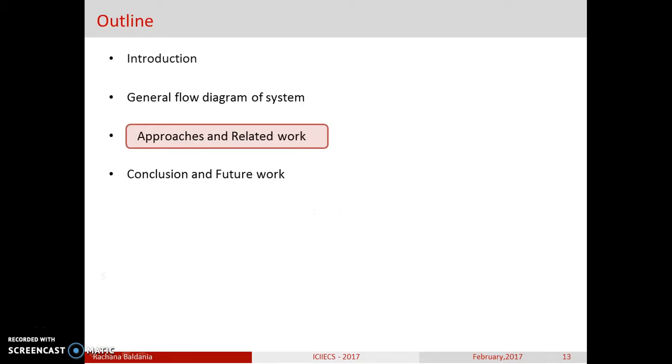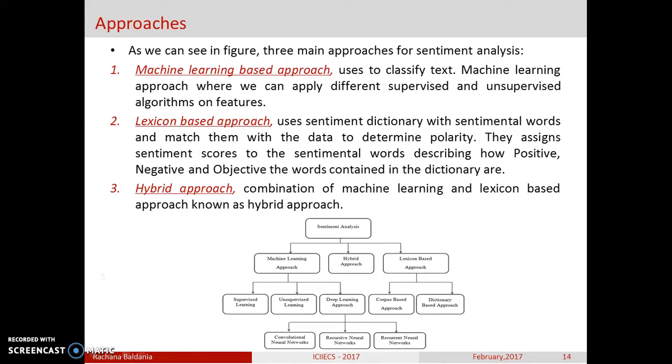Next, we are going through the approaches and related work. In the figure, there are mainly three approaches for sentiment analysis: the machine learning approach, the lexicon-based approach, and the hybrid-based approach. The machine learning based approach is used to classify the text. In machine learning approaches, we can apply different supervised and unsupervised algorithms on features.